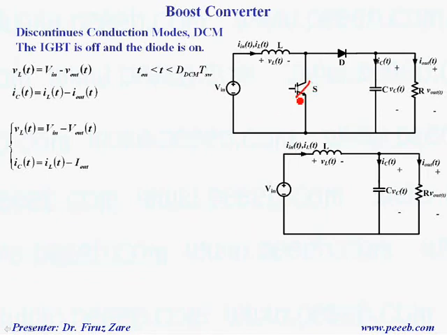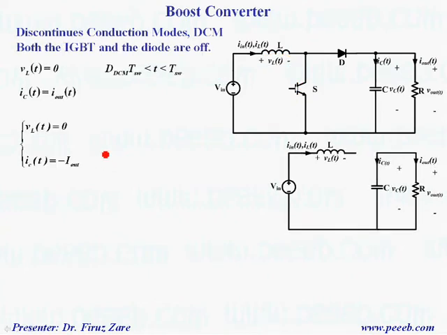When the switch is off, the current through the inductor passes through the diode, capacitor and resistor. So in this case again the voltage across the inductor is input voltage minus output voltage, which is written here, and the current through the capacitor is inductor current minus output current. We can simplify the equations again if the ripple is not significant. So now we have these equations.